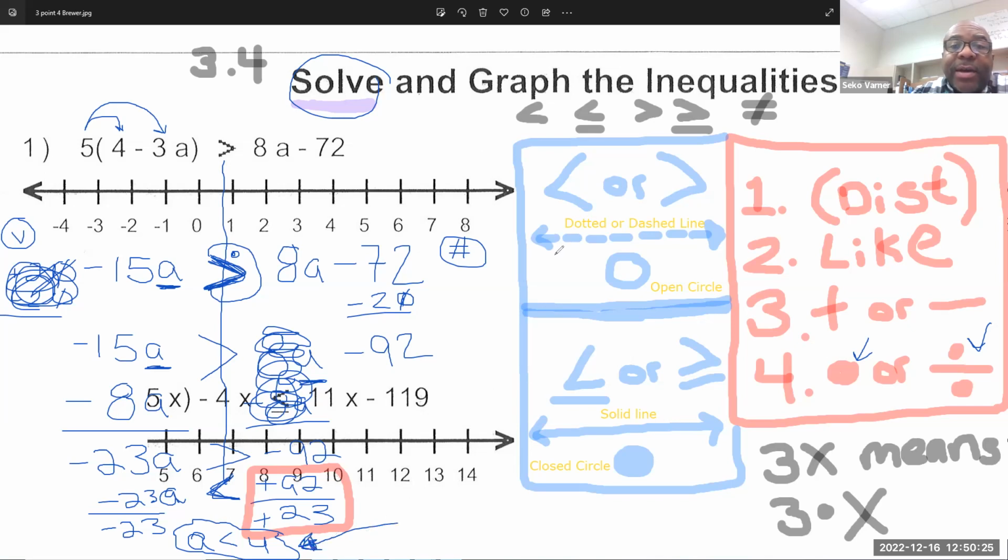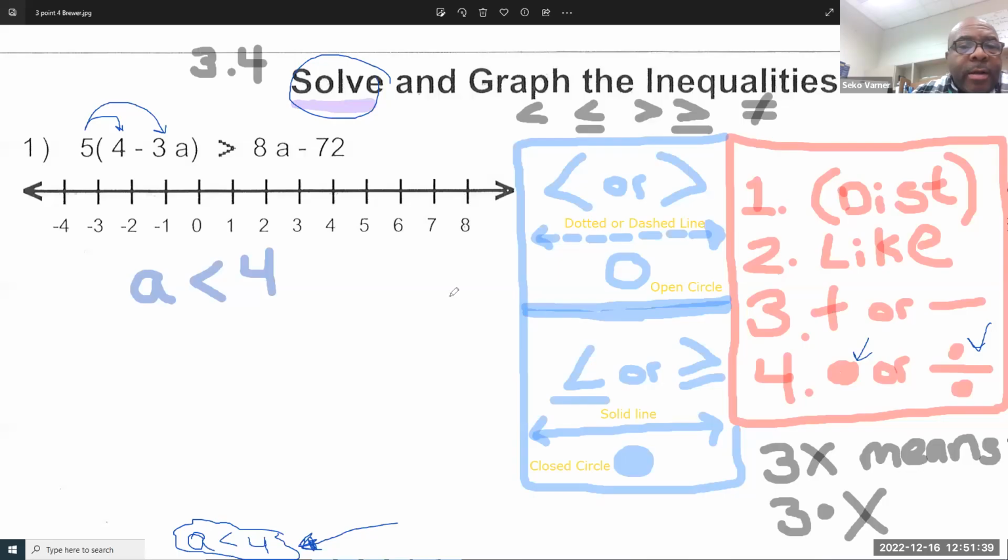So now we have to graph it. So that's the fun part. So watch this. Okay, so we have A is less than 4. Now, this is something I want you to check out. Here's a little cheat sheet I have on the side. Whenever you have less than or greater than, you're going to use a dotted line or a dashed line and an open circle. And if you're using the inequality less than or equal to, or greater than or equal to, you're going to have a solid line and a closed circle.